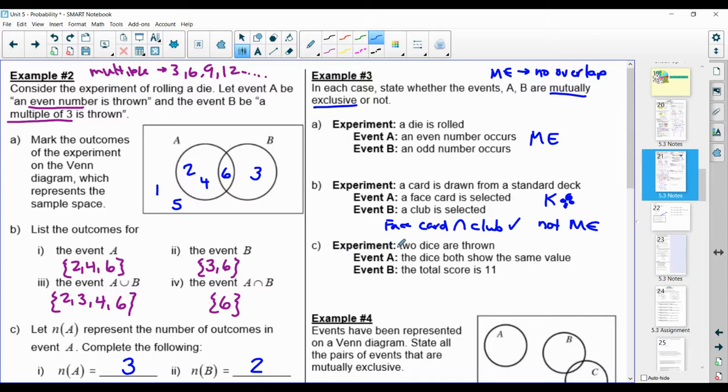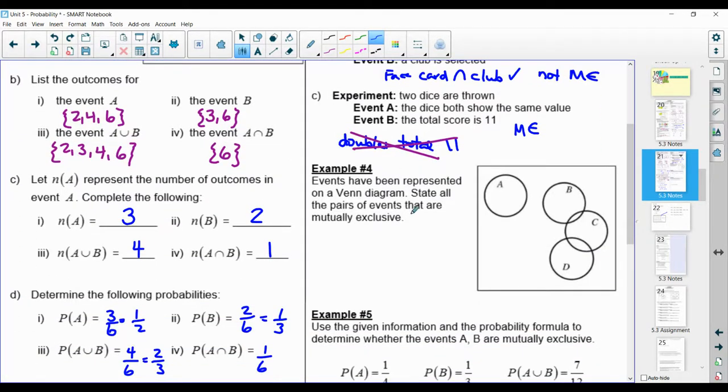And the third experiment, it says 2 dice are thrown, the dice show both the same value, and the total score is 11. So we're asking ourselves, can we get doubles that total 11? And we can't. If we think about all of our doubles, we have 1s, 2s, 3s, 4s, and so on. The double 5s gives us a 10, the double 6s gives us 12. We cannot get an 11 with doubles. And so this is mutually exclusive because there's no overlap.